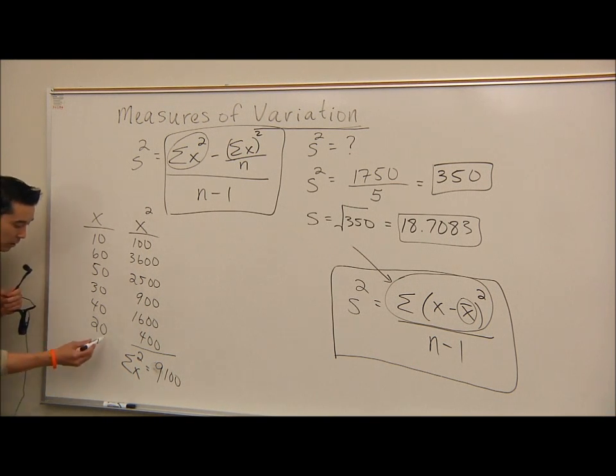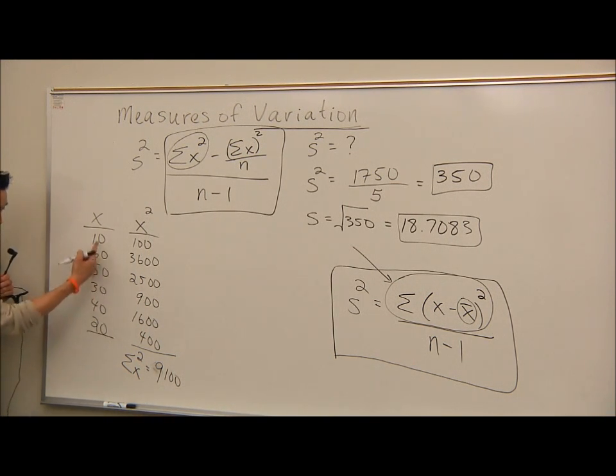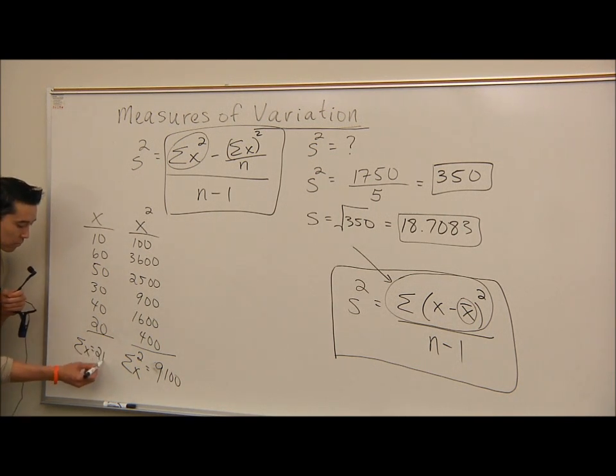Now over here, what I'd like you to do is add up the x's. So if you sum the x's, that's just going to be the sum of the x. That makes sense, right? So add that up. What do you get? 210. Great.